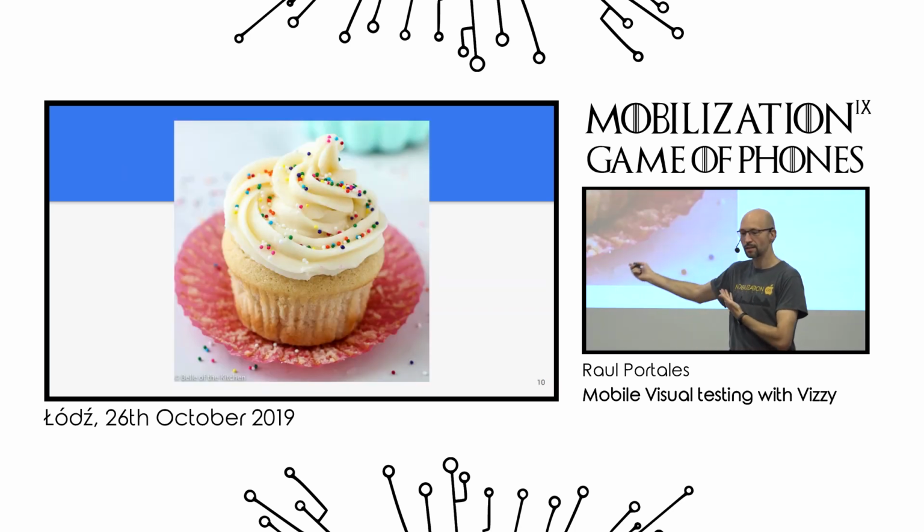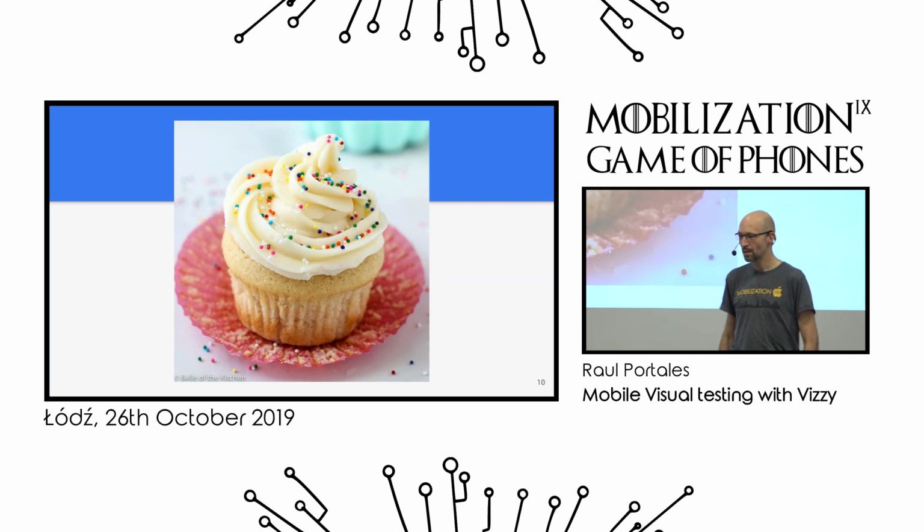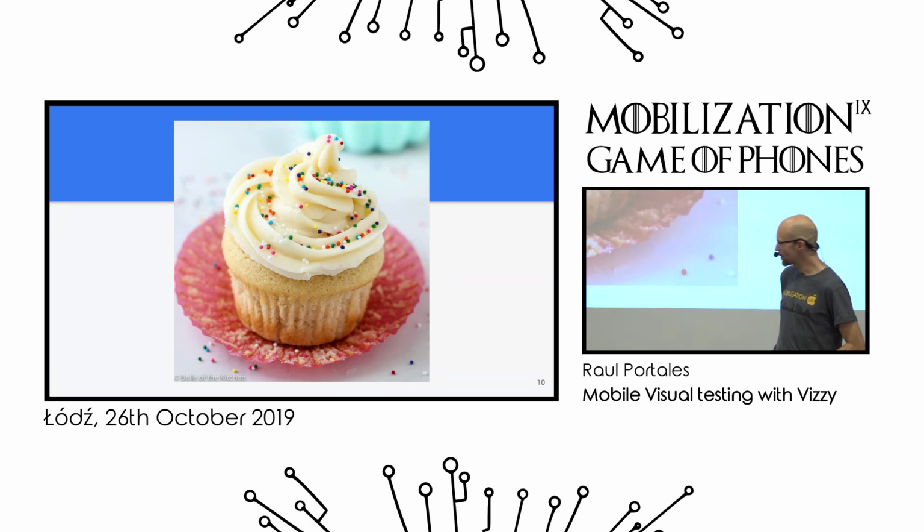And this is how they look in a testing cupcake. They are the sparkles that you put on top of the icing, all the sprinkles. And it makes the testing cupcake look even better.